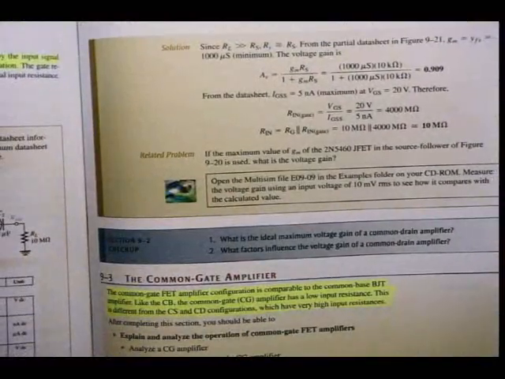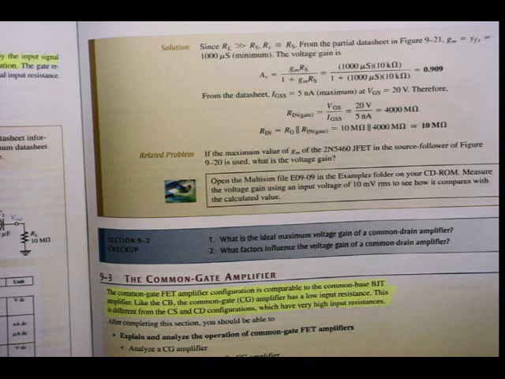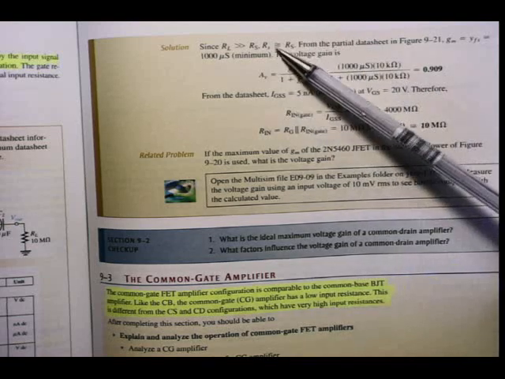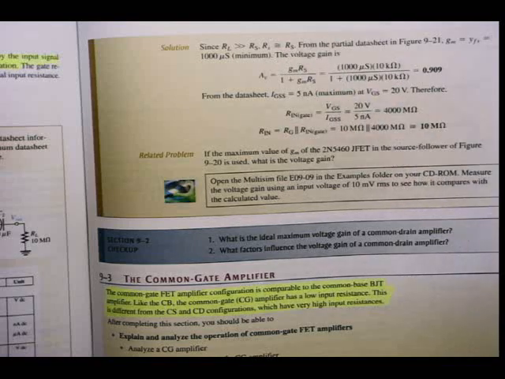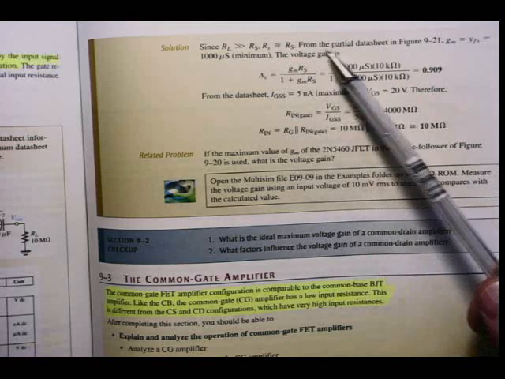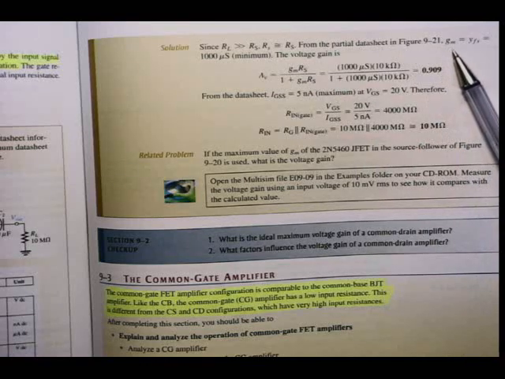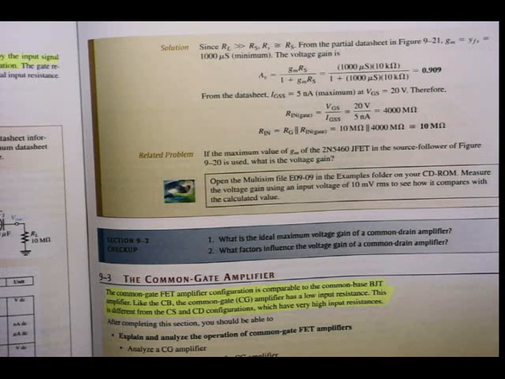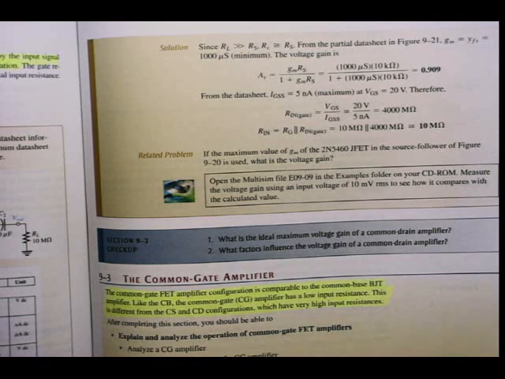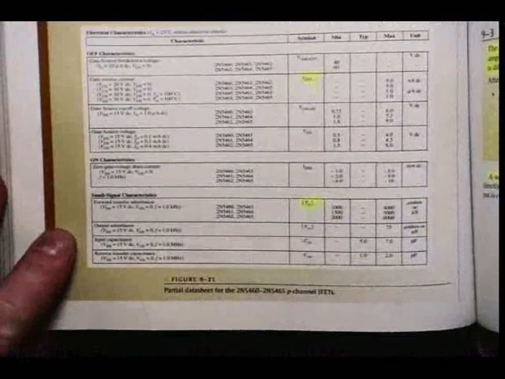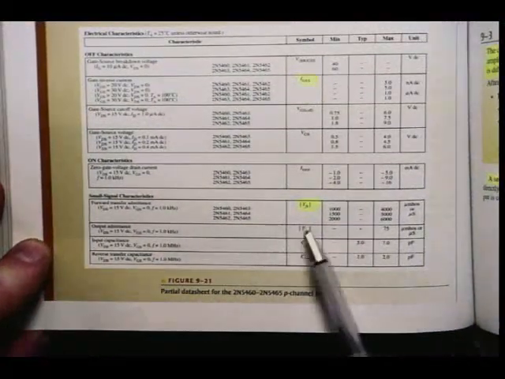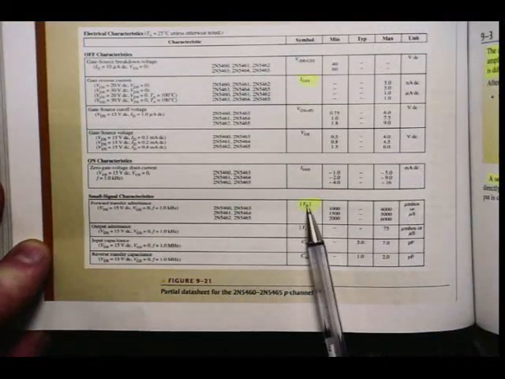Since R_L is much larger than R_S, I can assume that the AC component r_s is equivalent to R_S, the DC component. Then from the partial data sheet in figure 9.21, g_m, which you also know is on the data sheet as y_fs, let's go and see, can you find that value on the data sheet? Go and have a look on the data sheet. Can you find the value for g_m, which is actually called y_fs? Can you see it there at the bottom of the page?